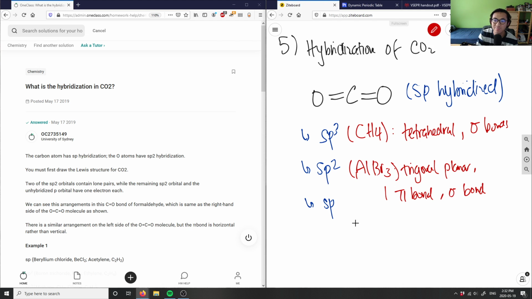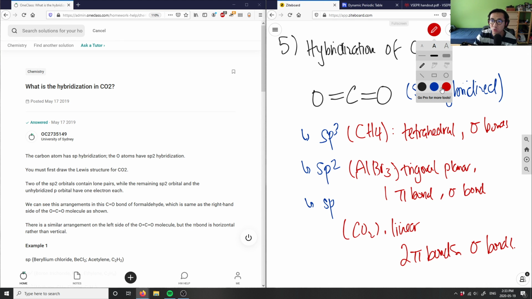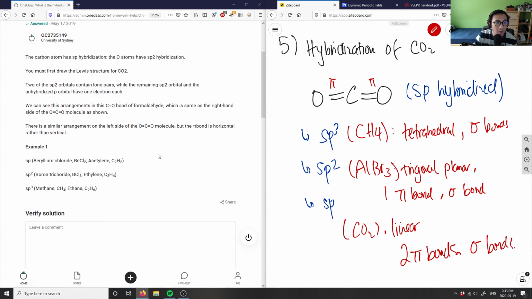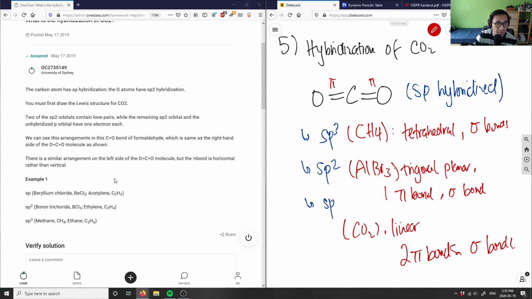And then finally, in sp, I have CO2. This would be a linear shape. I'm forming 2 pi bonds, and the rest are sigma bonds. So in sp, I have 2 double bonds, right? This is one pi bond, and this is the other pi bond. Therefore, it's going to be sp hybridized.